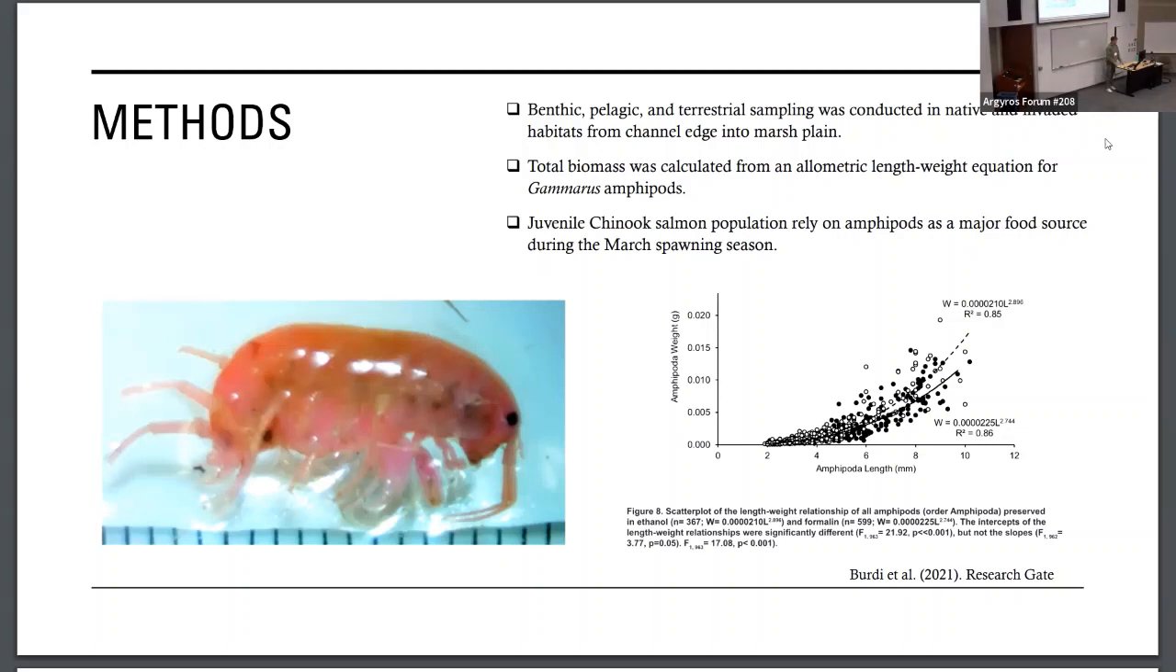And then I also only looked at the month of March because that was the start of the spawning season for the Chinook salmon. I figured when the juveniles are getting introduced into this ecosystem, are the amphipods abundant and large at the time?